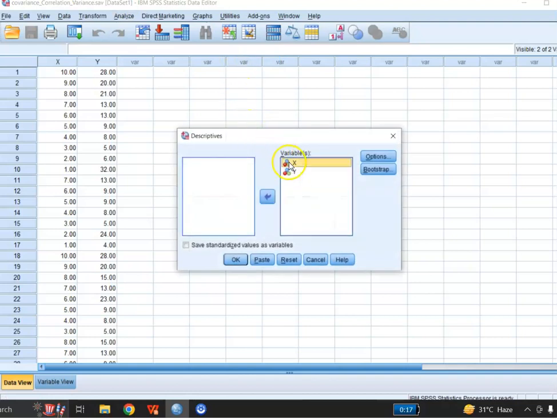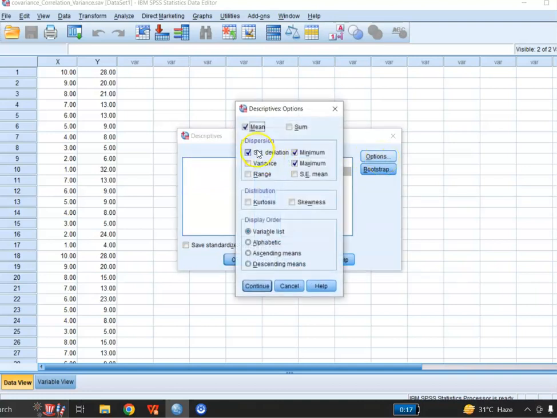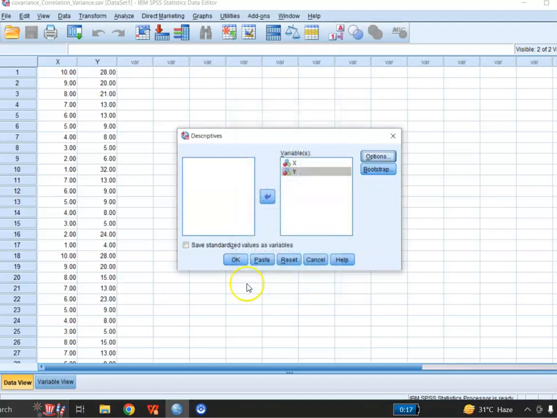So let me start. Initially these two variables will be here in this box. Now I want to calculate or compute the mean, standard deviation, variance, minimum, and maximum of these two variables. So these are basically known as descriptive statistics.